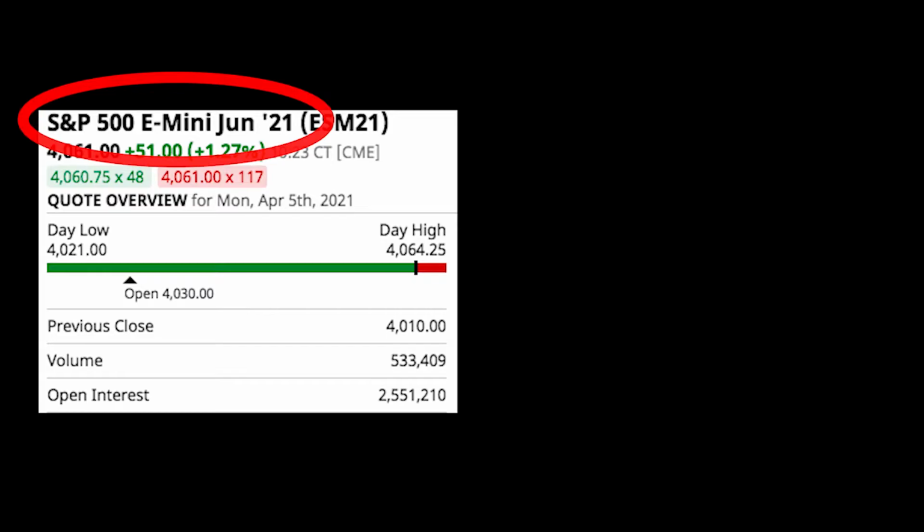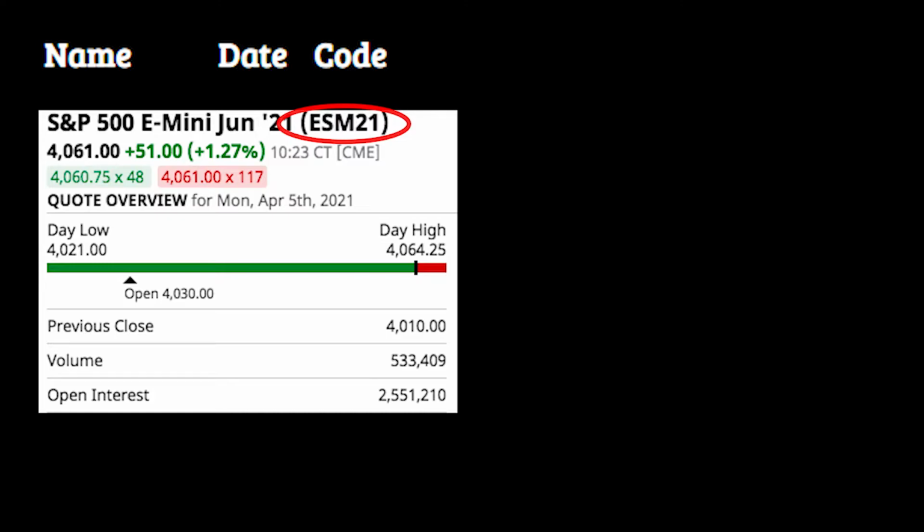We'll start with the first line right here. S&P 500 E-mini, that is the name, and June 21, that's the date, meaning that this specific contract expires in June of 2021. And right next to it, this is called the contract code.